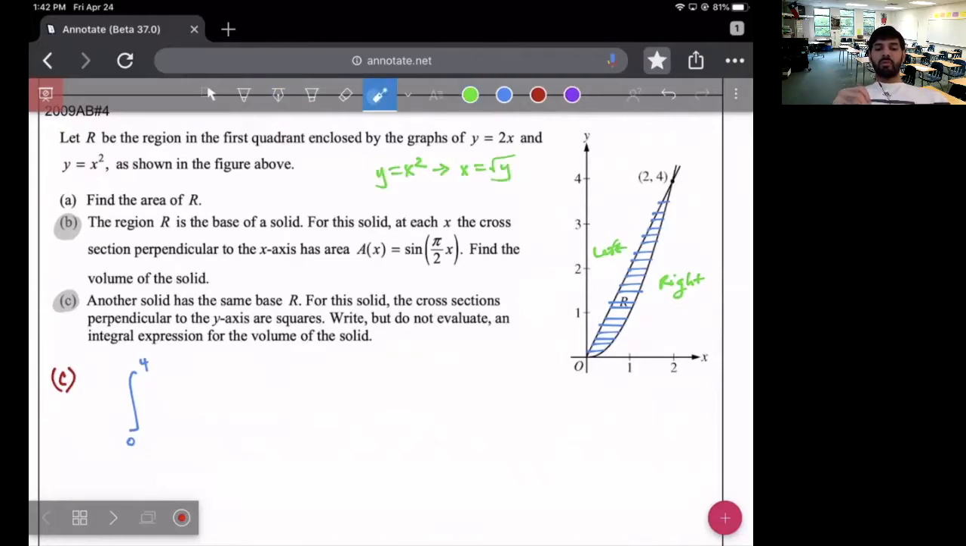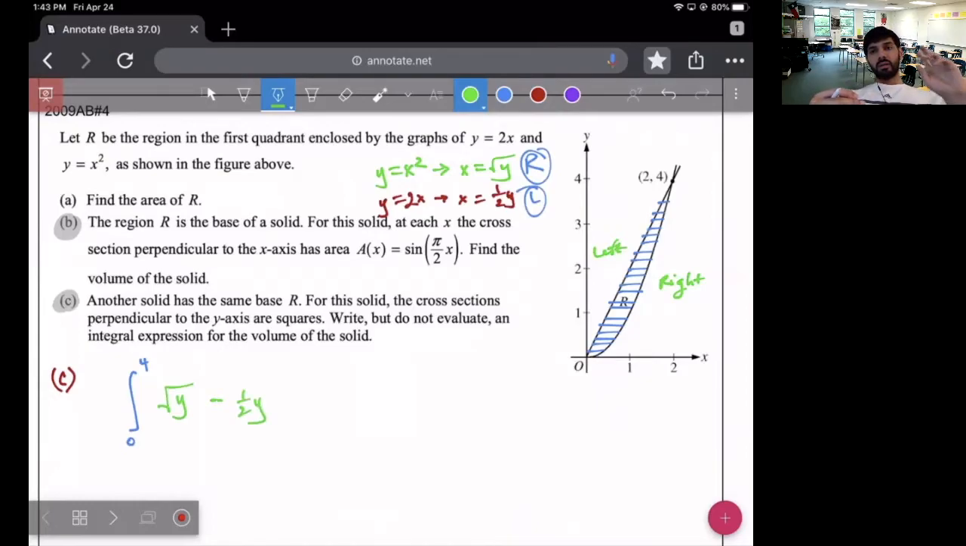Same thing for my other graph, y equals 2x. Instead of putting y equals 2x, it's going to be x equals 1/2 y, or y over 2. So square root of y is my right side, and 1/2 y is my left side. So all I need to go down here and do is put those in. Right minus the left.